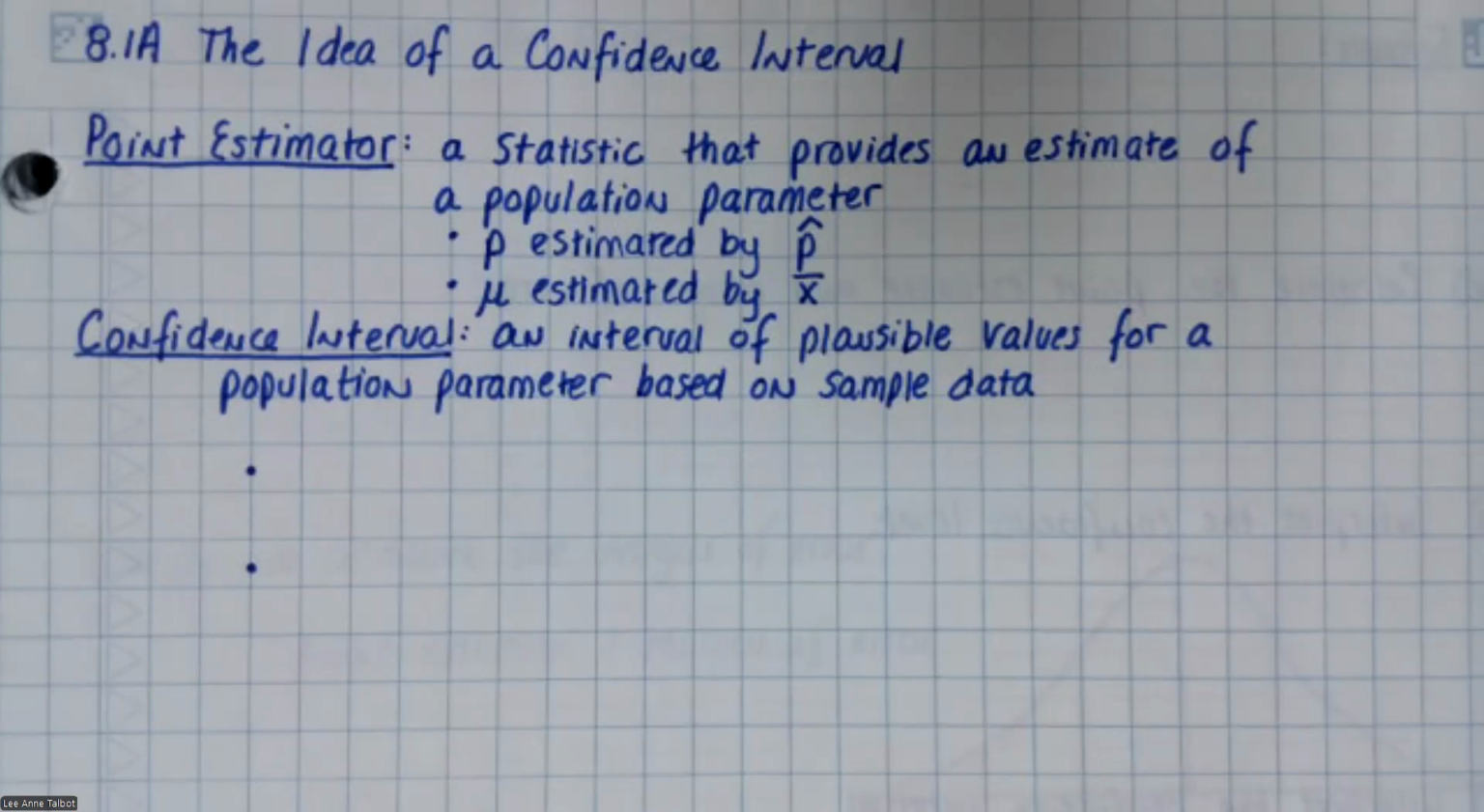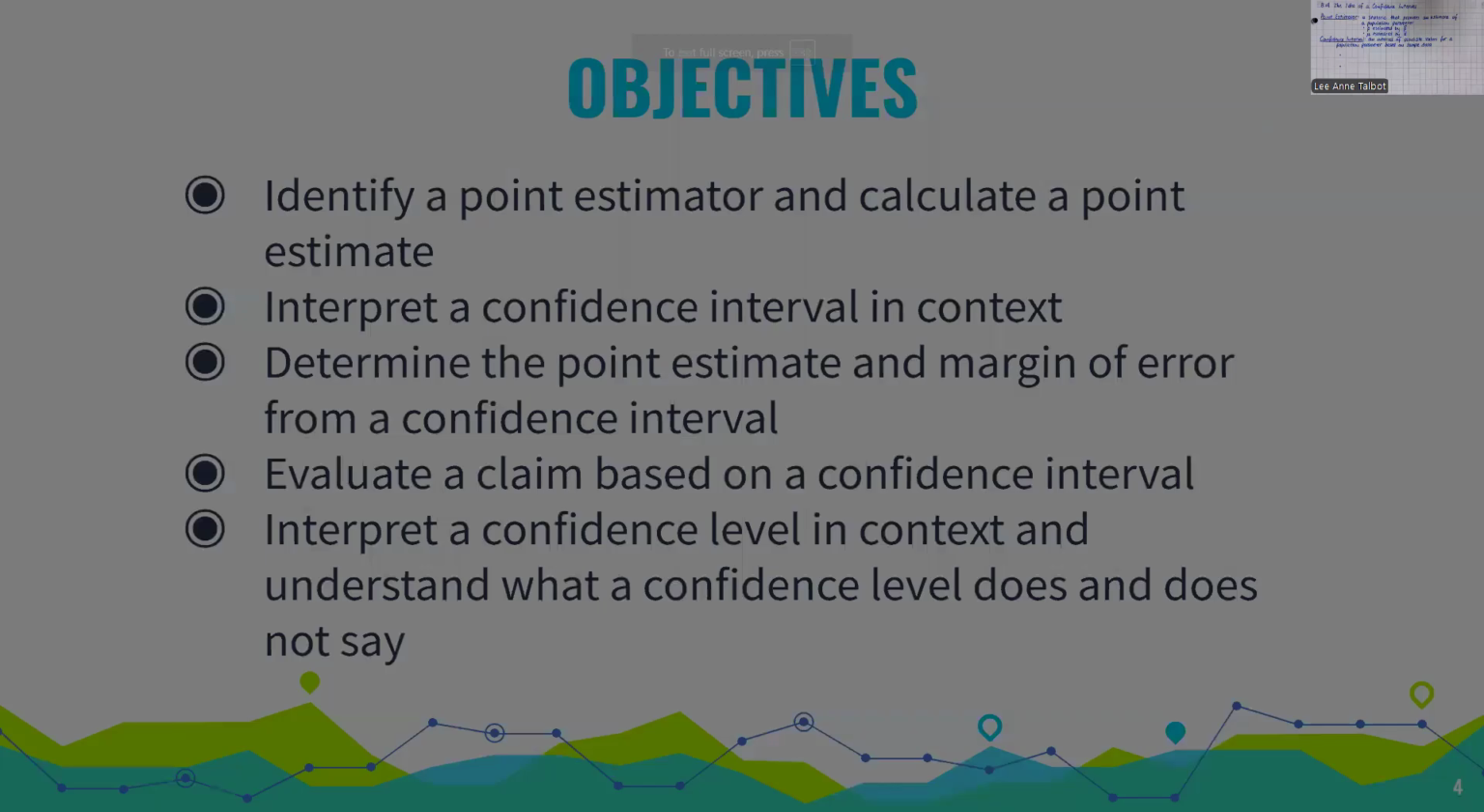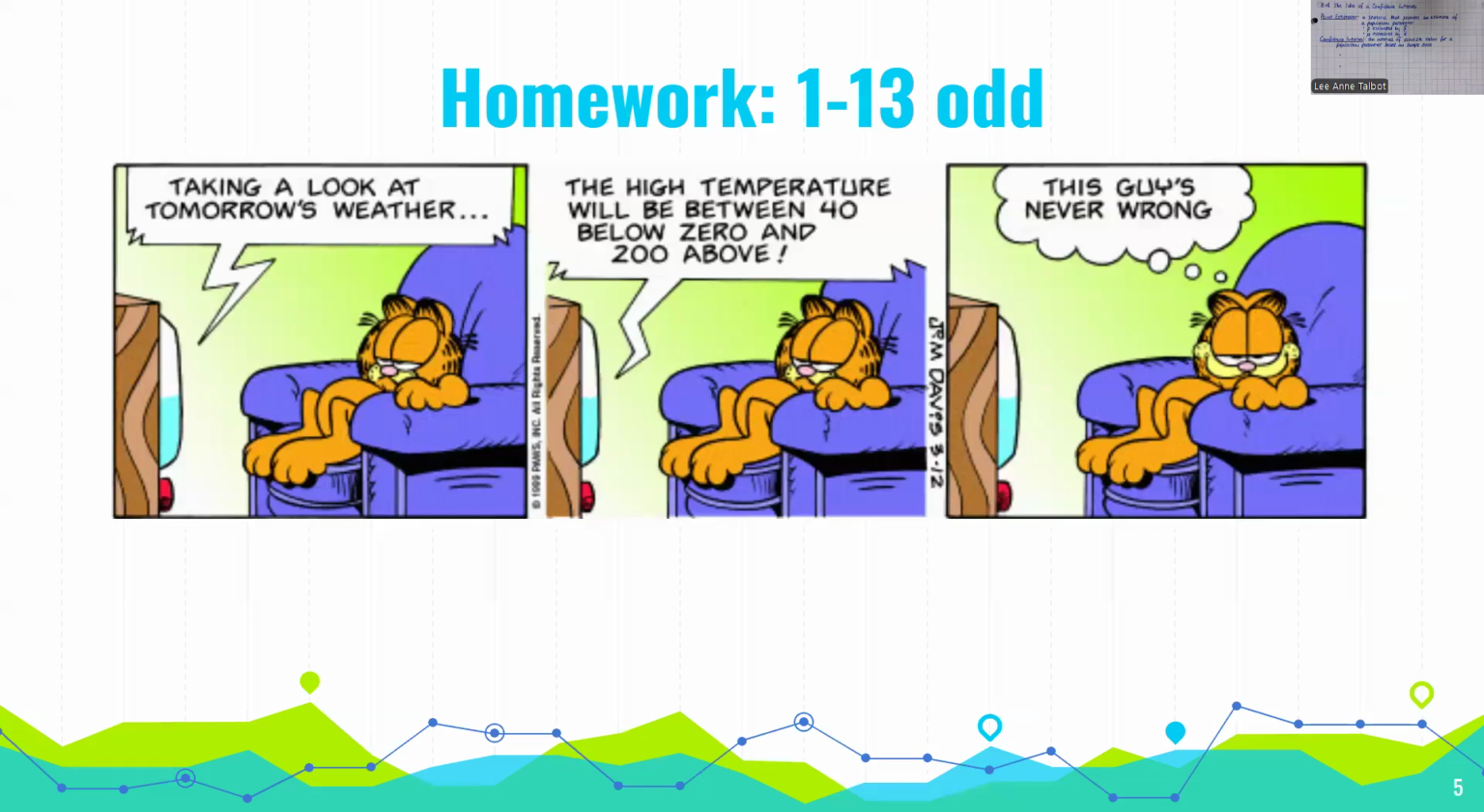First, I want to show you the joke because, like I said, it's a teaching joke today. And I'll probably refer to it a lot. It has to do with Garfield. Okay, so it says, taking a look at tomorrow's weather, the high temperature will be between 40 below zero and 200 above. And Garfield says this guy's never wrong.